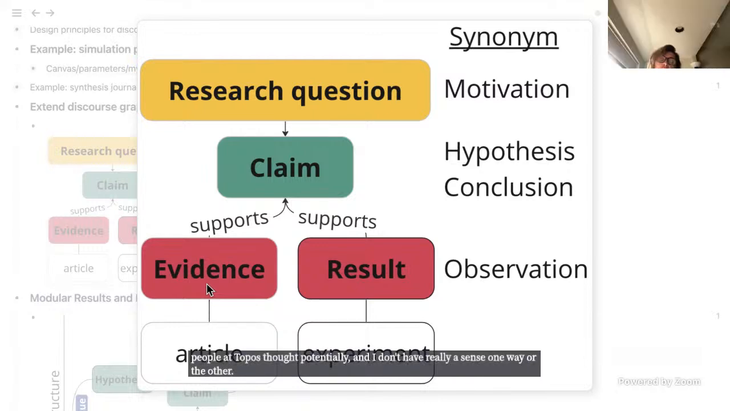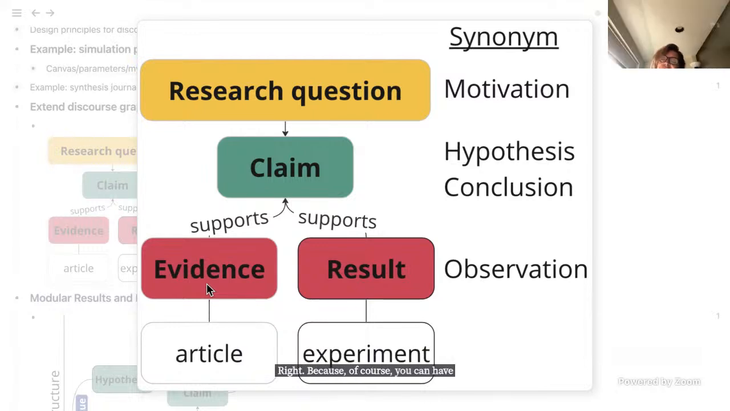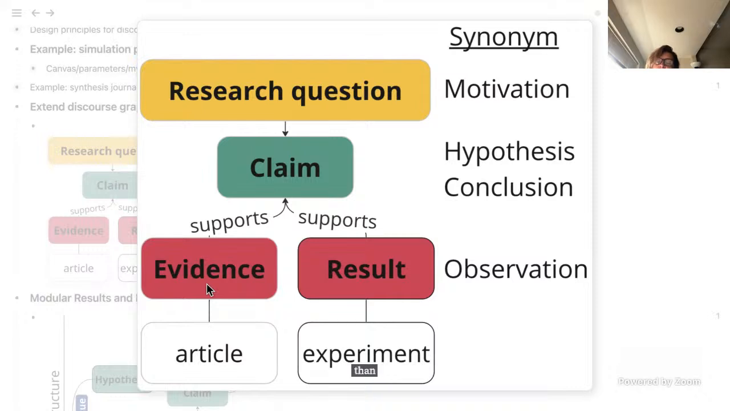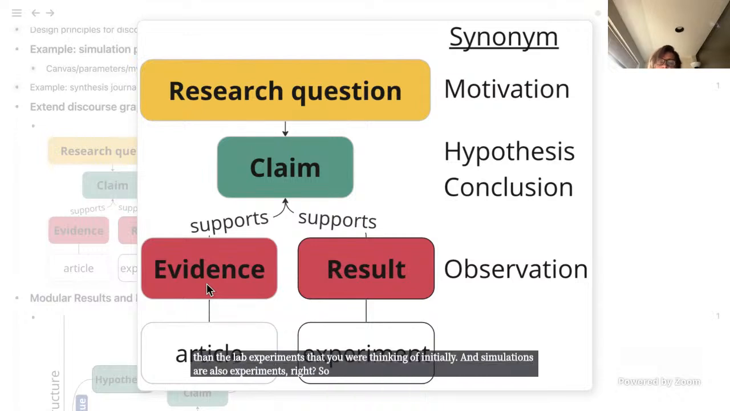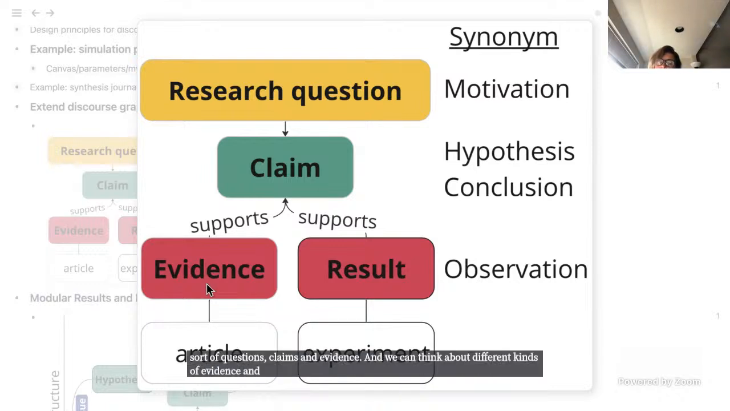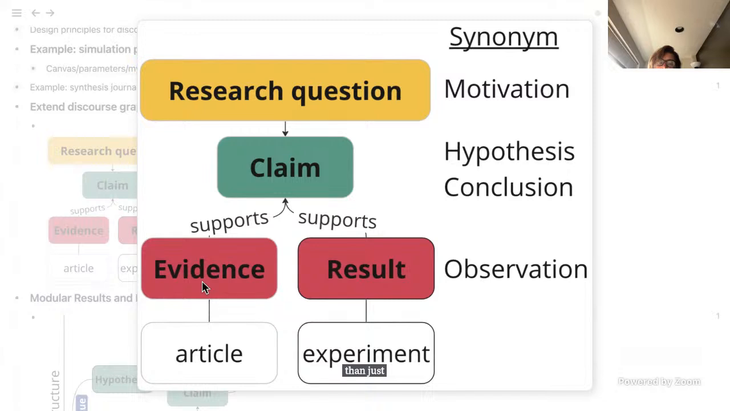But I think it'd be fascinating, because of course you can have experiments that are just experiments in pure mathematics. You try an extra assumption here and see if the theorem still comes true or not. So I think the notion of experiment is a bit broader than the lab experiments that you were thinking of initially. And simulations are also experiments, right? So basically it's only the three: questions, claims, and evidence. And we can think about different kinds of evidence other than just articles and experiments.